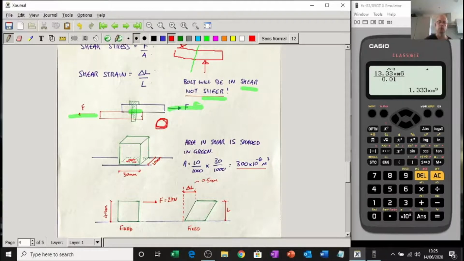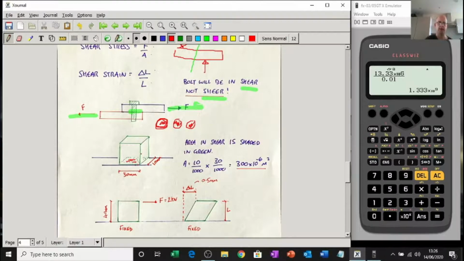Obviously, the bigger the bolt, the better it is in shear, because you've got more area to cope with it. And the more bolts you have, that's why we put loads of rivets and bolts in things, because the more bolts you've got, the more area you've got, so the better you are for shear. And the thing's not going to fall apart.